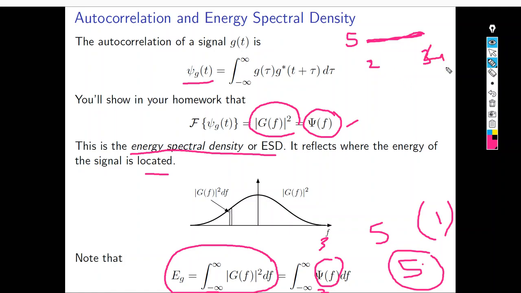Let's put this as 4. What will happen here? Multiplied by 2, so it becomes 10. Yes? This is the energy, which is different from the energy spectral density. The energy is equal to the energy spectral density if the frequency difference is exactly one, because otherwise you have an area to integrate over. If the difference is not exactly one, then they are not equal.